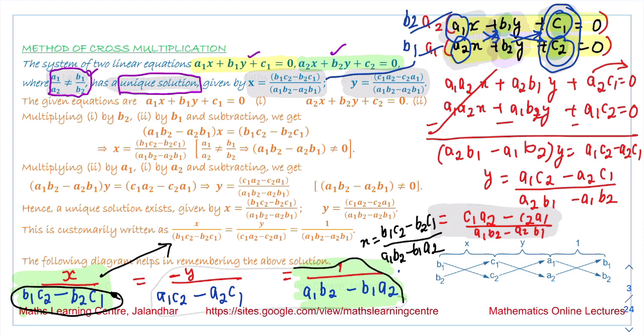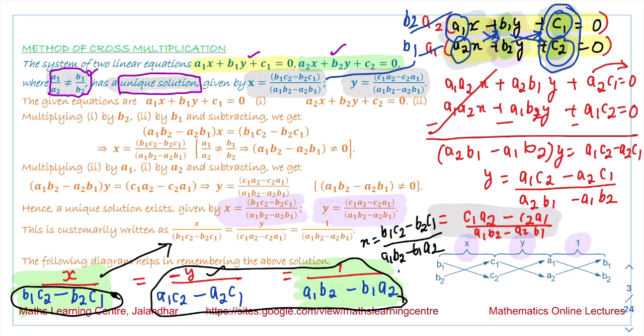Similarly, if we use these two values, we can calculate the value of y, and we will get the answers in this form. This is the value of x that we have obtained, and this is the value of y. This is one of the methods to write this. The second method is that you can write the given equations in this form: x, y, 1.